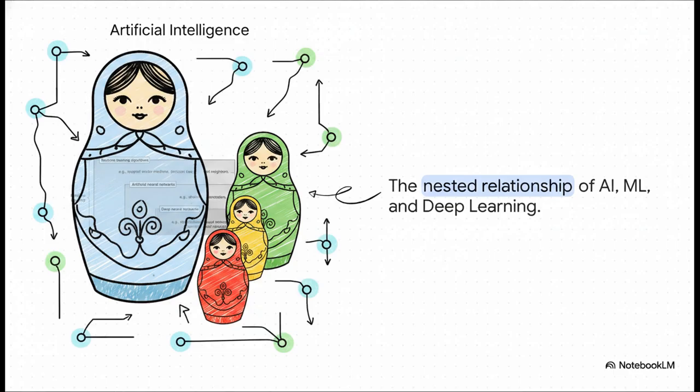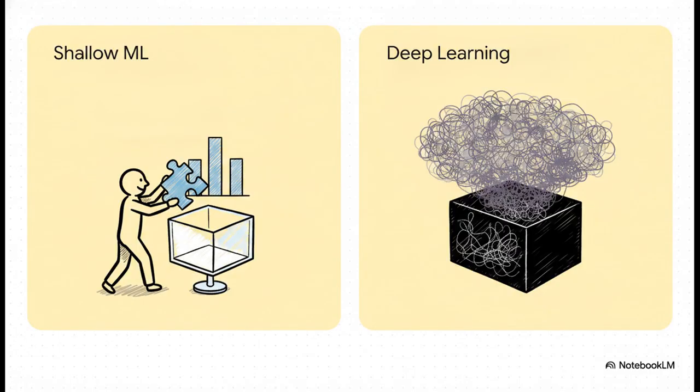Open it up, and inside you find machine learning, which is all about iteratively learning from data. Drill down another layer, and you've got artificial neural networks, which are mathematically inspired by actual biological brain synapses. And finally, nestled right there at the very core is deep learning, utilizing deeply nested layers for highly advanced feature learning.